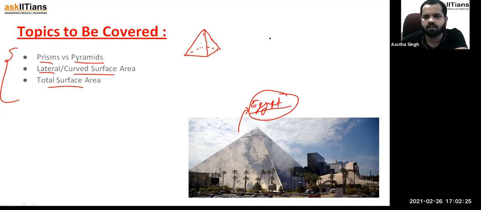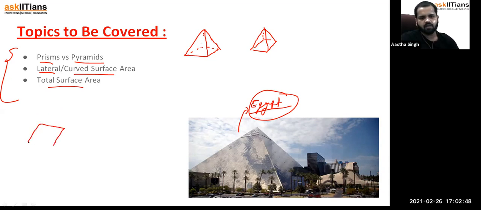A pyramid is basically pointed at the top with some base, and that base can be triangular, circular, square, rectangle, whatever the base, but the top will be pointed. And the prism is basically whatever the base, the same base will be at the top. The top and the bottom will have the same base.